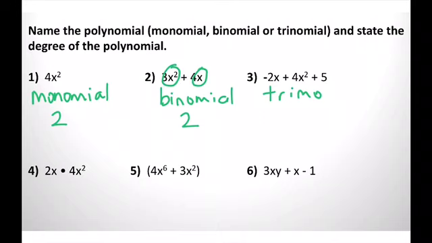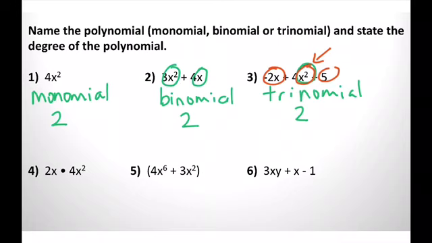Oops, I can spell. Trinomial, and it is degree 2 also. Because again, this is degree 1, this is degree 2, this is degree 0. Since 2 is bigger than 1 or 0, it's degree 2.